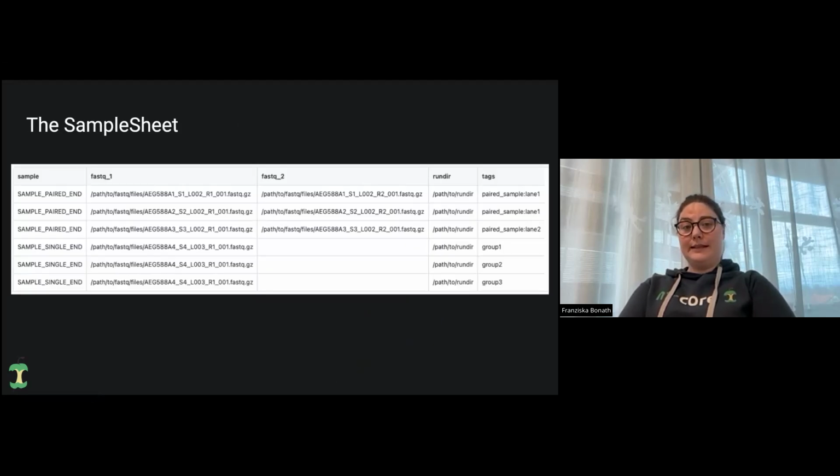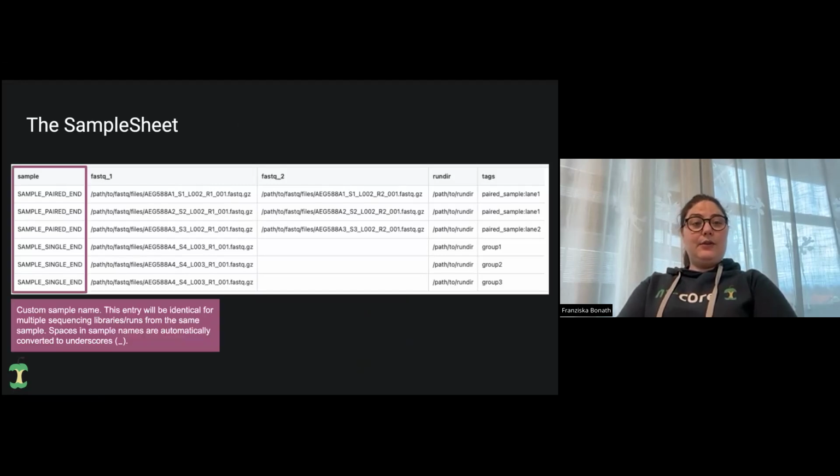So let's have a look at the sample sheet, which will also define our inputs. First, we have the sample. This is just a custom sample name, as with most nf-core pipelines. It can be identical several times. For example, if you had your sample on more than one lane on a sequencer, you will have several entries for this. And so this doesn't have to be unique.